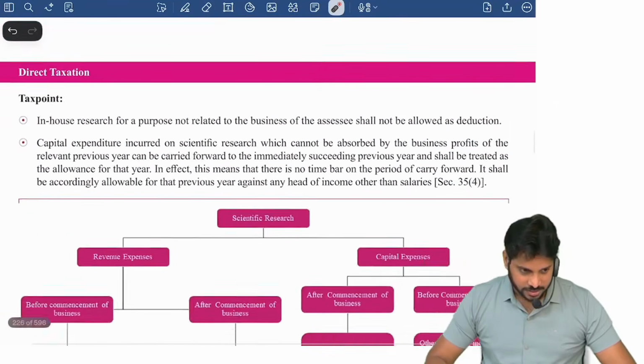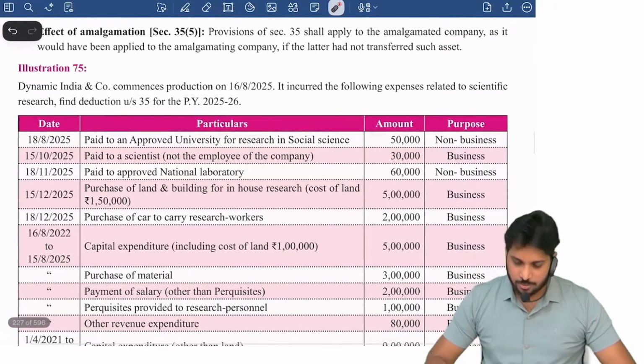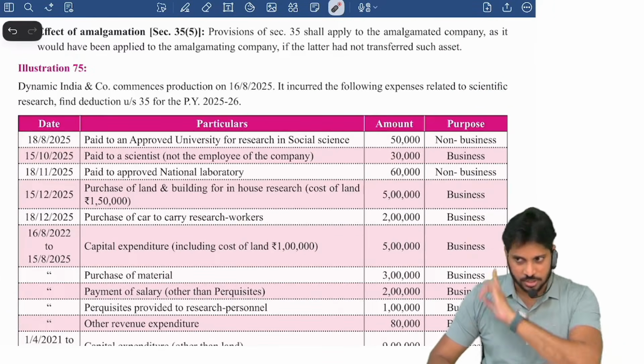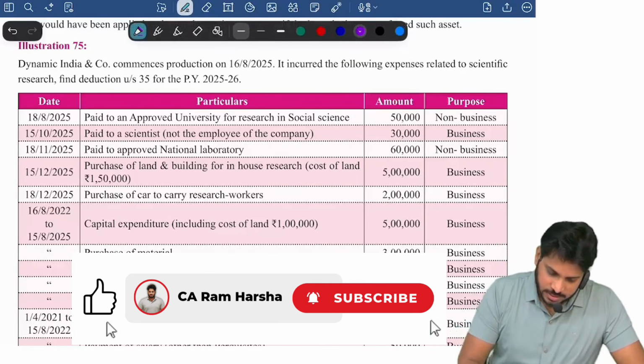Now it is scientific research. I hope you are clear until now. Depreciation, yes or no? Now we need to solve problems on scientific research. I'll just stop the video and then record separately. Okay, yeah, let's continue. 75th question.